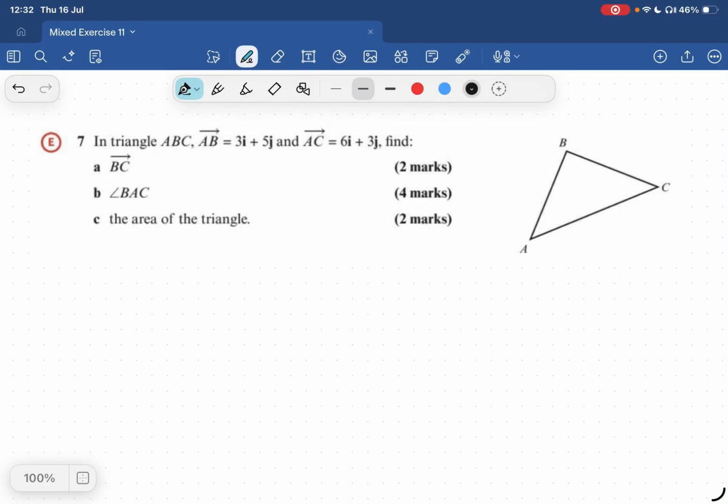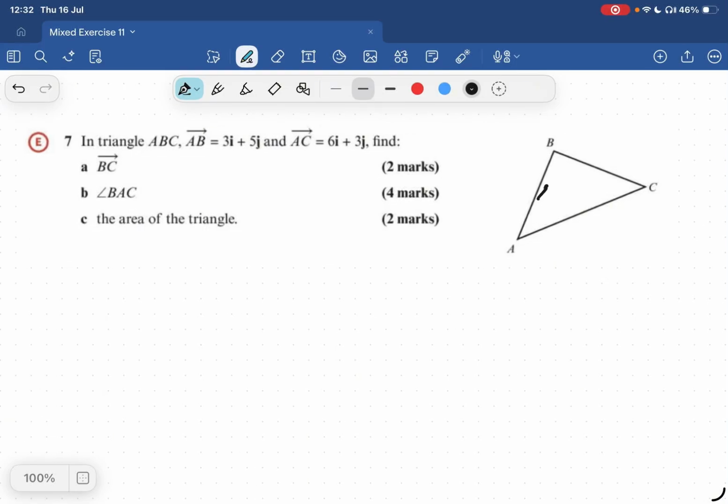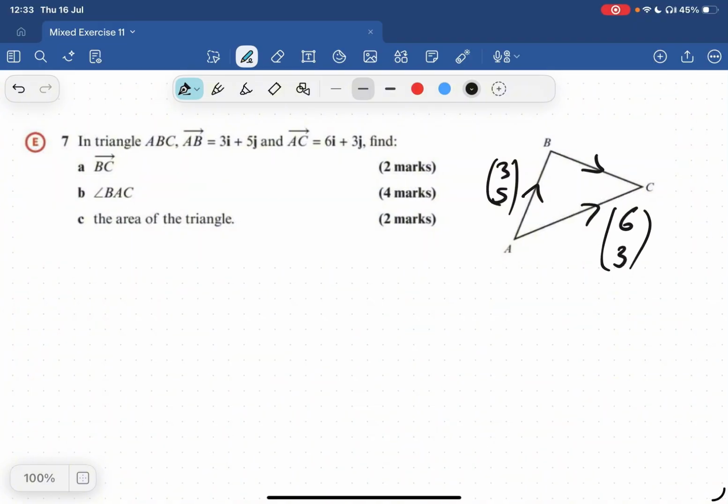Here we have question 7, a good question. Okay, so A to B is 3, 5. Now it depends what you mean by a good question, but it's an exam style question, so something that is definitely worth knowing. Okay, so B to C. We want B to C. We've done this many times.